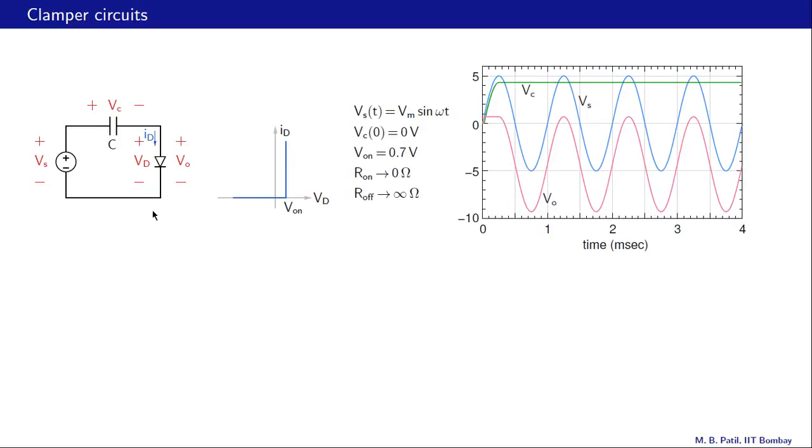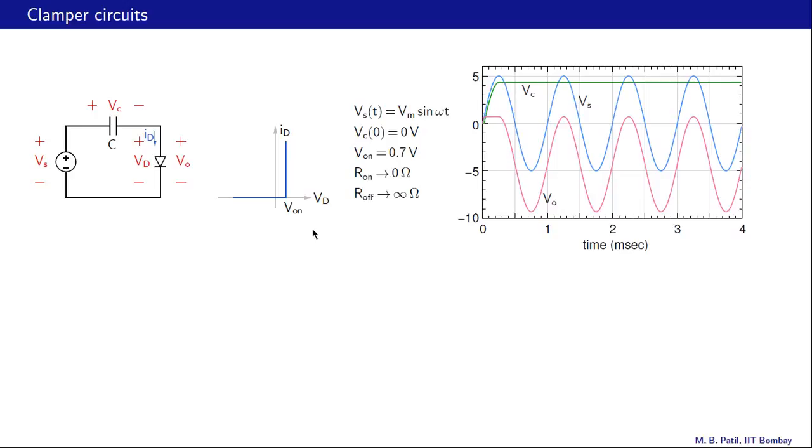Here is the same circuit as the last slide, except we now have a V on of 0.7 volts. Let us quickly go through the results in this case. In the last circuit, Vc reached a maximum of 5 volts and stayed there. In this case, it does not quite do that. It goes up to 4.3 volts and stays constant.